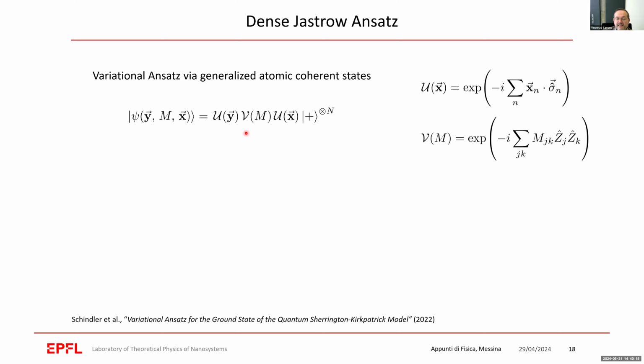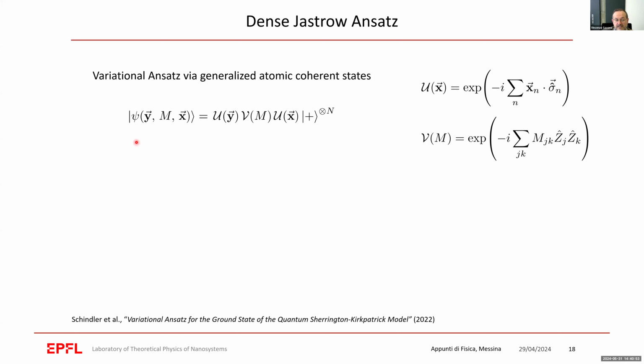Then you apply an entangling unitary, which is essentially an exponential with ZZ terms, okay, where these are other parameters, which will be varied for the optimization. And this is just a pairwise correlation, and you apply as many, ideally, as the number of pairs of spins in your problem. And finally, you apply another unitary of this kind, okay? And you now have this parameterized state.